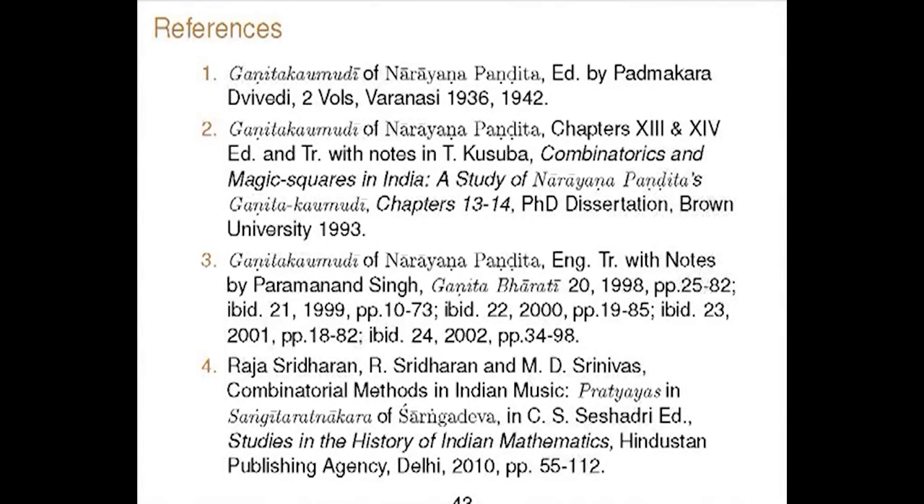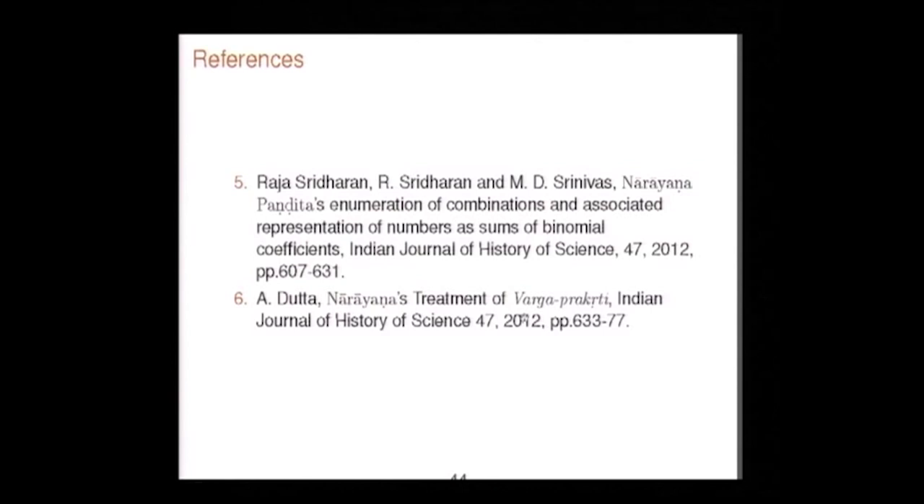So Ganitakaumudi was edited by Padmakar Dwivedi in 1936 and 42 in 2 volumes. These combinatorics and magic square chapters were extensively studied by Kusuba in a thesis from Brown University under Professor Pingree. It has been translated by Professor Paramanand Singh in issues of Ganita Bharati. It is a good introduction to understanding. Then there are some articles on particular topics.